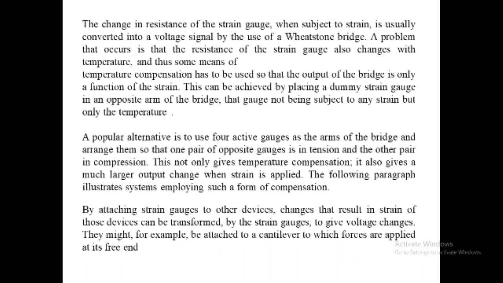The change in the resistance of the strain gauge when subject to strain is usually converted into a voltage signal by the use of a bridge. A problem that occurs is that the resistance of the strain gauge also changes with temperature, and thus some means of temperature compensation has to be used so that the output of the bridge is only a function of the strain. This can be achieved by placing a dummy strain gauge in the opposite arm of the bridge, that gauge not being subject to any strain but only the temperature.